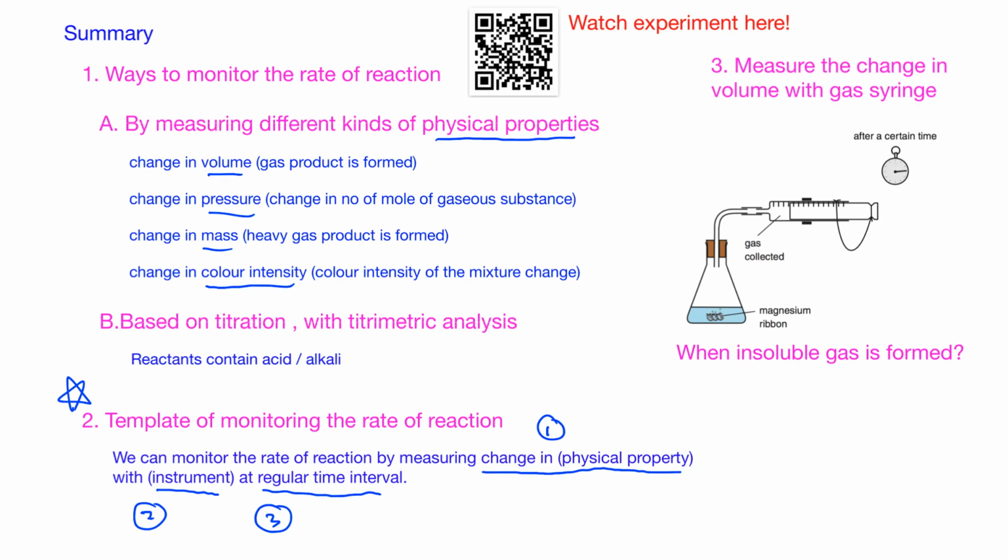So the one that we're going to discuss today is monitoring the change in volume with a gas syringe. Pay attention to the spelling of gas syringe, and you have to know how to sketch this graph. One of the most important parts is the timer. We have a string hanging right there because we are afraid the volume of hydrogen produced is too much, and then it can push this plunger shooting out, which is not something that we want. So therefore we have a thread here to hold the plunger back, to prevent it from shooting out.